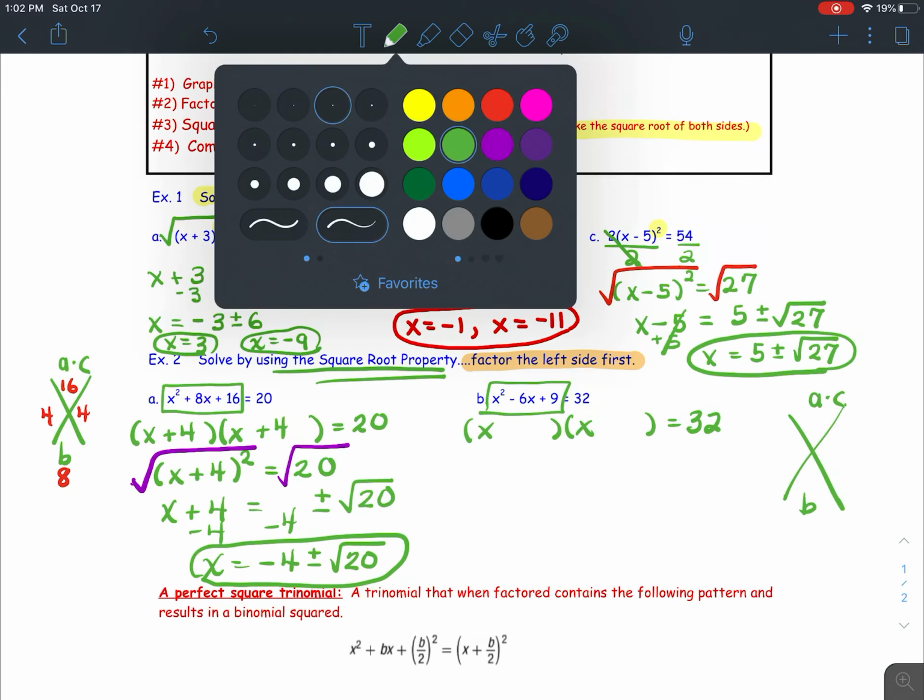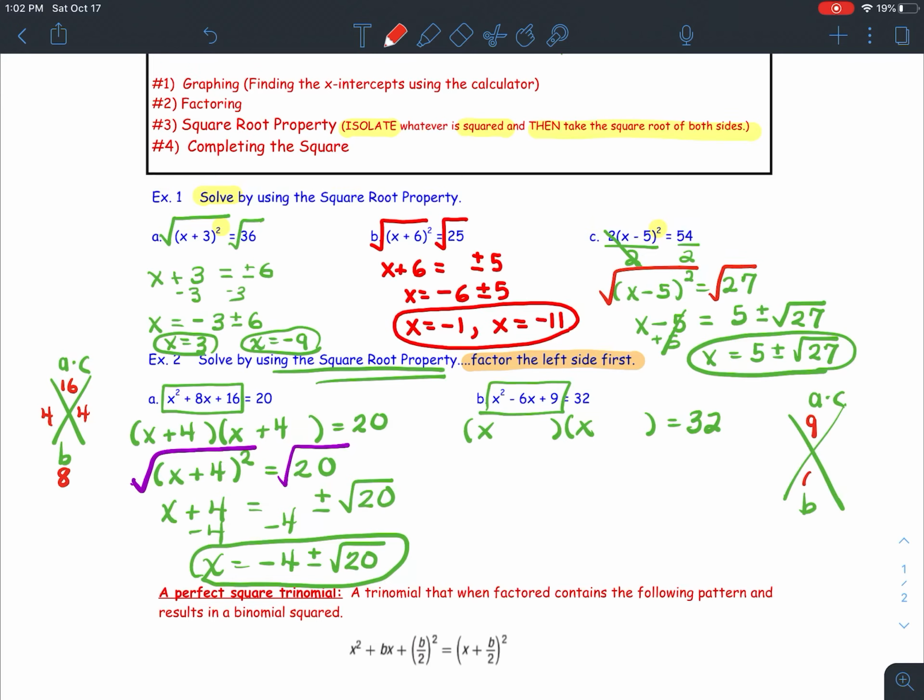All right, let's try another one here. A times C on this one is 9. B is 6.